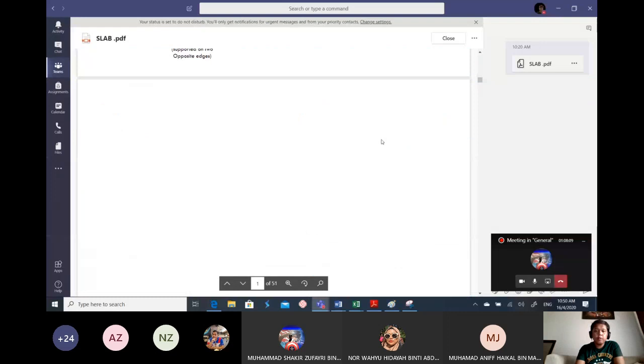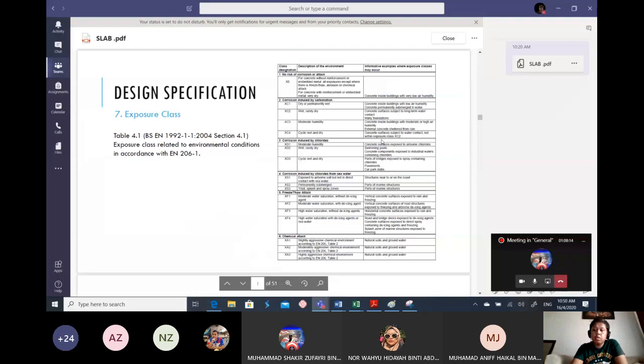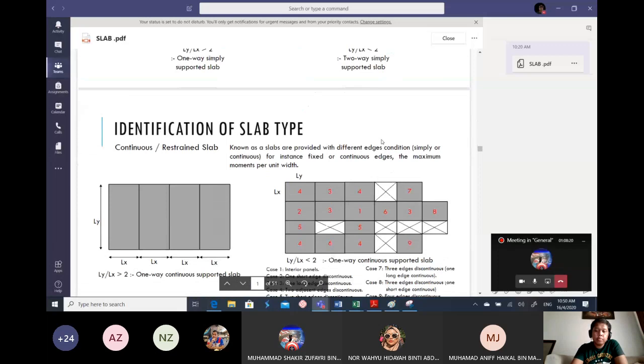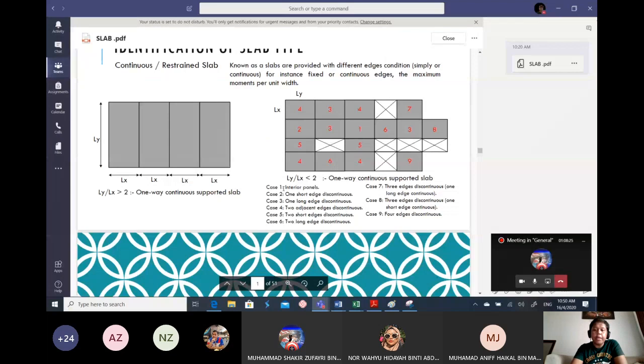Okay, so kita ada 9 cases here. Contohnya case number 1 is the interior panel. Okay, ini adalah interior panel. Okay, tengok all these 4 edges. Okay, sekejap saya besarkan sikit.